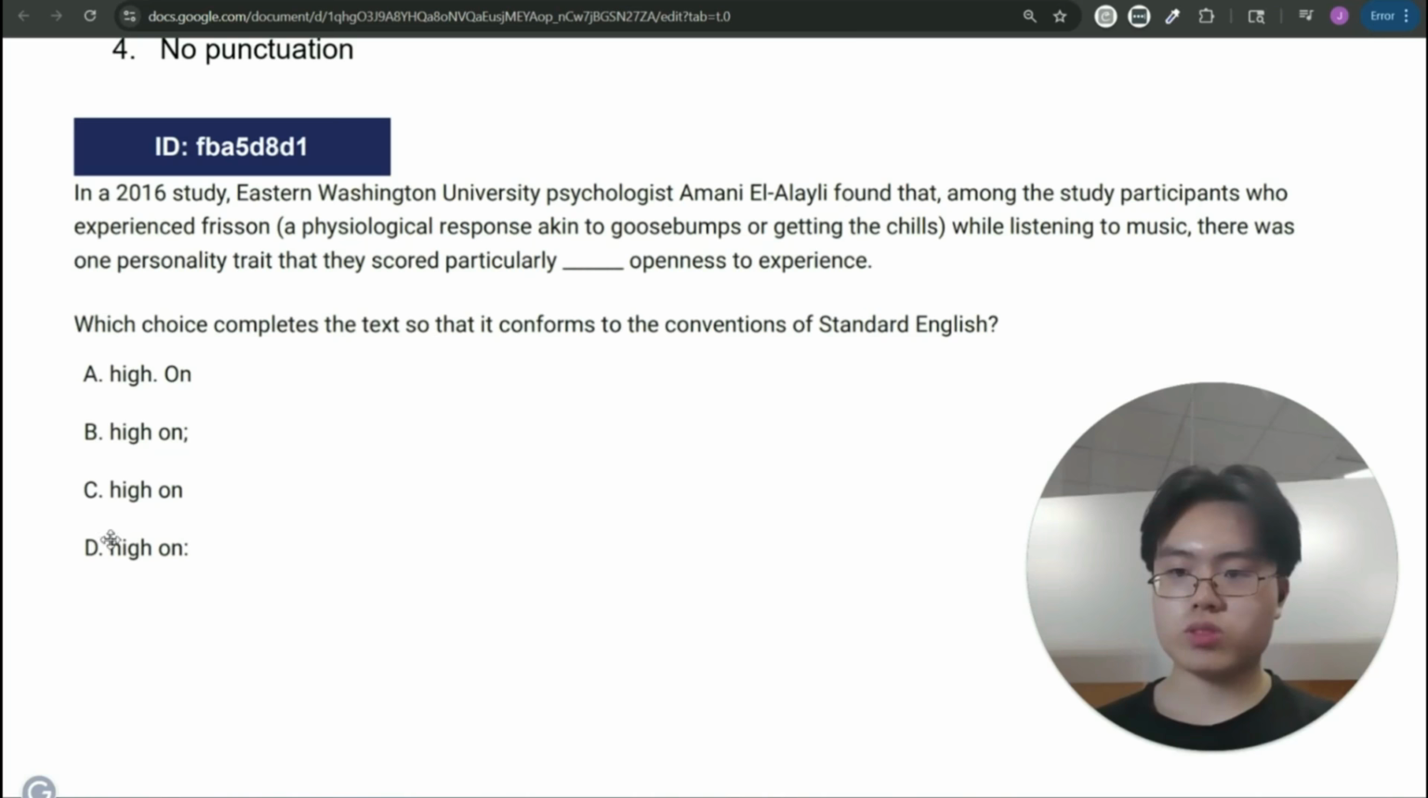And just high on, yeah. So that's definitely an independent clause. Openness to experience. That sounds like it expands on the one personality trait that it's particularly high on. So that's an example.